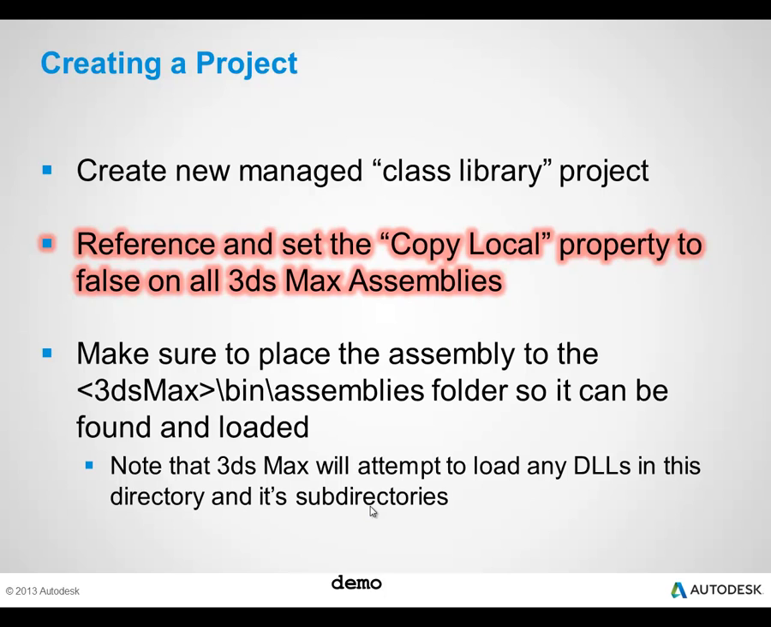And then the last thing is to make sure to place the assembly in this specific folder. So wherever 3ds Max is installed, there's a subfolder called bin, and within that there's an assemblies folder. You put your DLL in that directory, and Max will see it as a managed assembly, and it's going to load it. Okay, and that's why I said earlier it's an automatic loading mechanism. As long as it's in the right place, it'll load it for you.